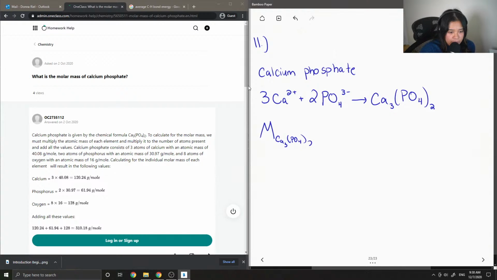And to do this, we just need to look at the values on our periodic table. So it's going to be 3 times the molar mass of calcium, since there are 3 calcium atoms. 2 times the molar mass of phosphorus. And then there are 4 oxygens, multiply that by 2. So 8 times the molar mass of oxygen.